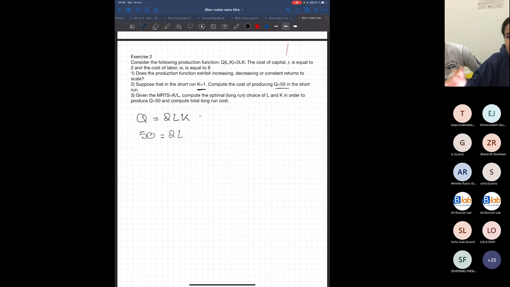So very tough math here, guys. We're gonna have to solve this. L is gonna be equal to 50 divided by 2, which is 25.